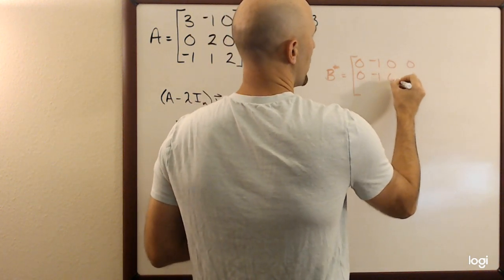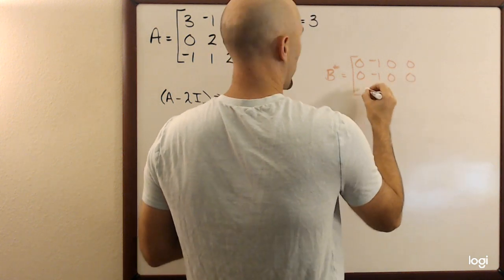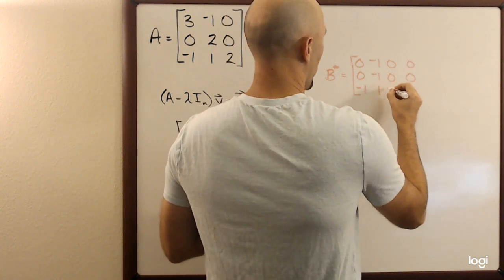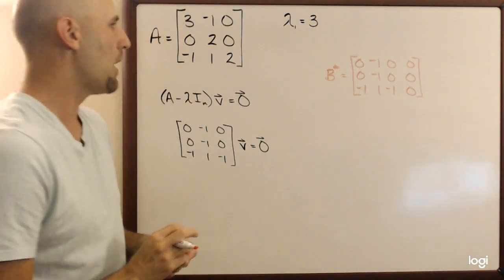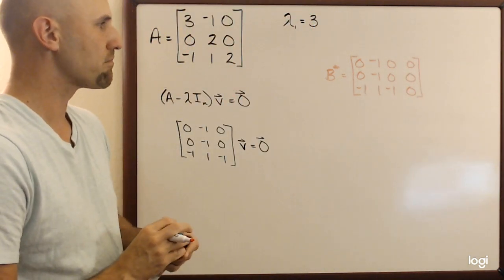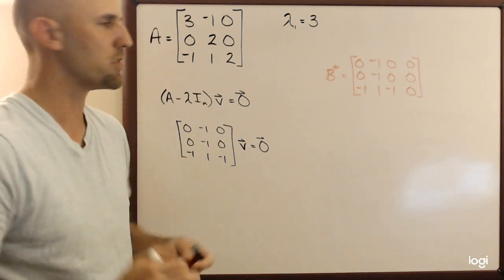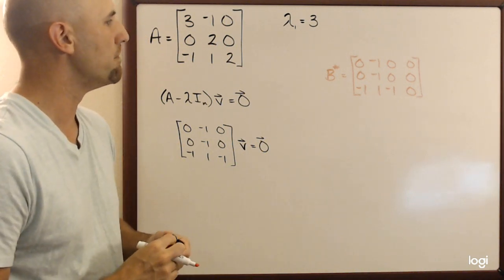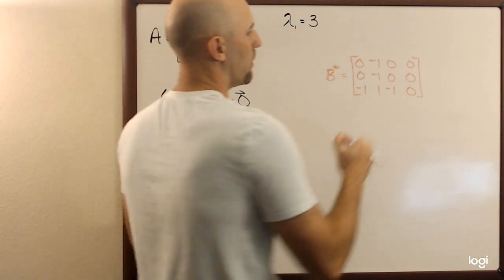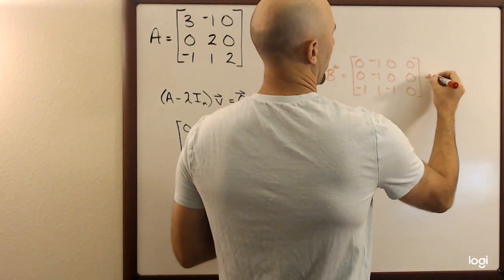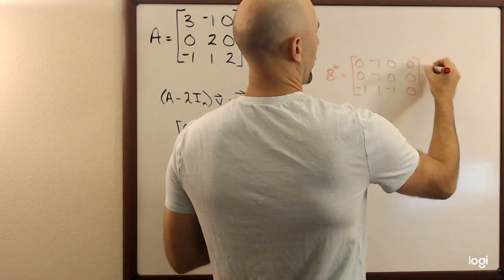0, negative 1, 0, and a 0 for the solution column. And I have negative 1, 1, negative 1, and of course a 0 for the solution column. We can solve this using Gaussian elimination. We'll go ahead and put this in row echelon form. Several ways to do this. We'll make it look nice.